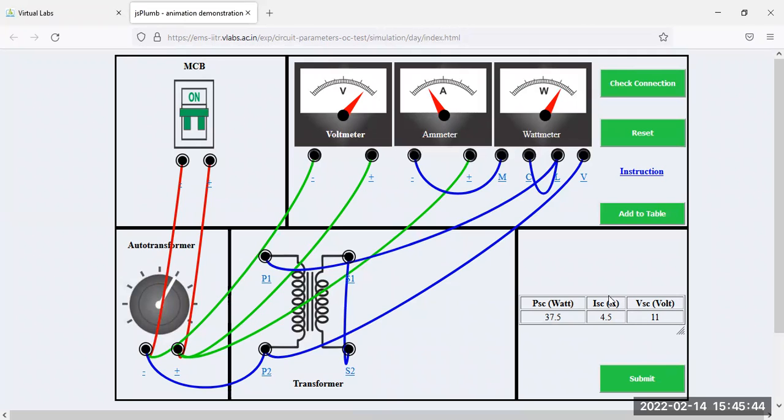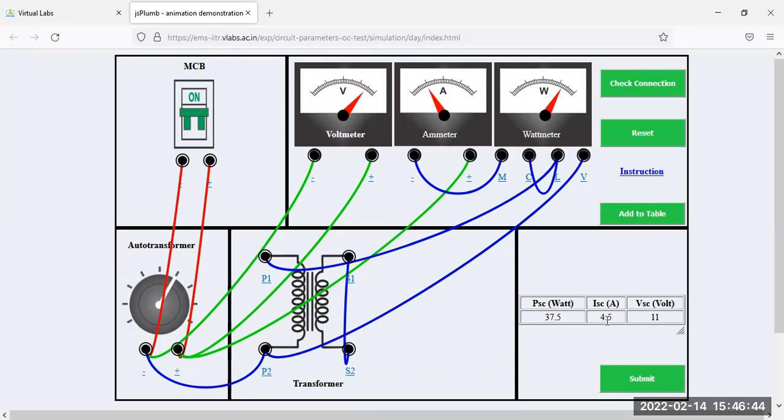From this table, you can calculate the value of resistance and reactance referred to the high voltage side. We already explained this a few minutes earlier, so your calculation can be completed from this table. You have power consumed during the short circuit test of 37.5 watt, 4.5 ampere current at 11 volt. How can we find the resistance value? Just tell me. Power divided by I square, so 37.5 divided by 4.5 whole square. You will get the value of equivalent resistance referred to the high voltage side.